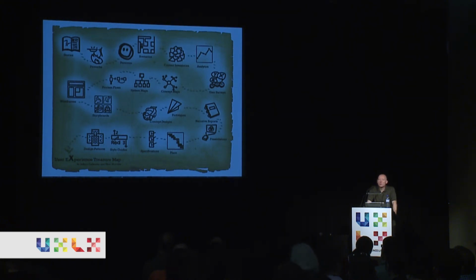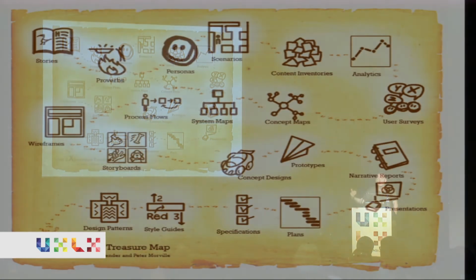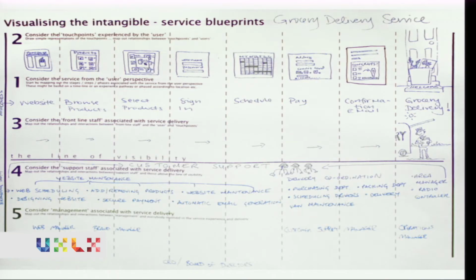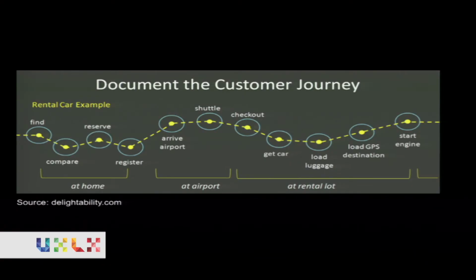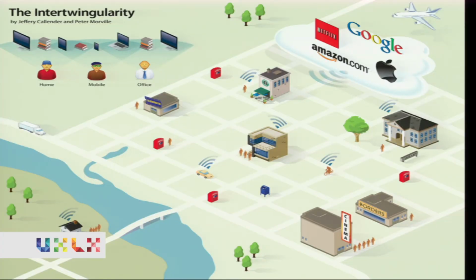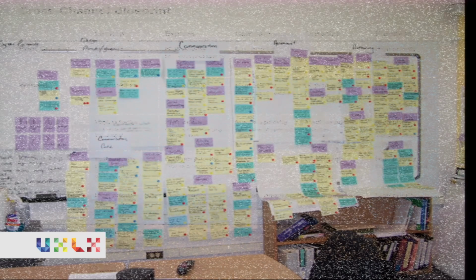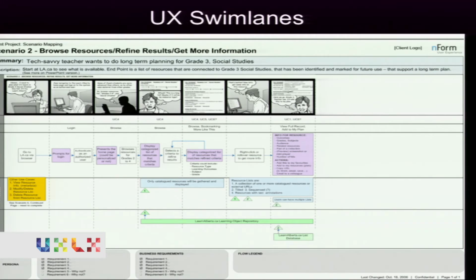Fortunately, a lot of our tools and methods are portable. We can bring them to the challenge of cross-channel design. But we should also be drawing from other disciplines, such as service design and the service blueprint. We need to keep exploring different ways to document the customer journey. Experience maps, cross-channel blueprints. I like UX swim lanes because it puts concepts together with sketches that sort of put us in the mindset of the user.